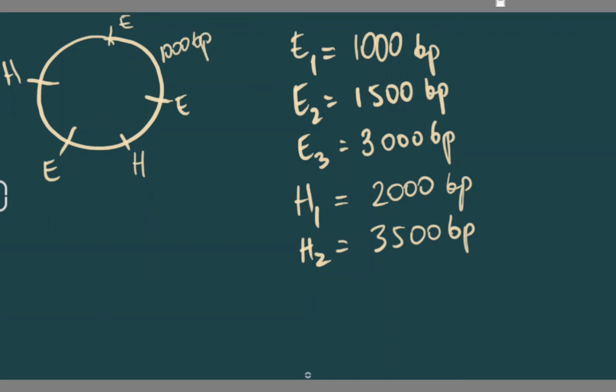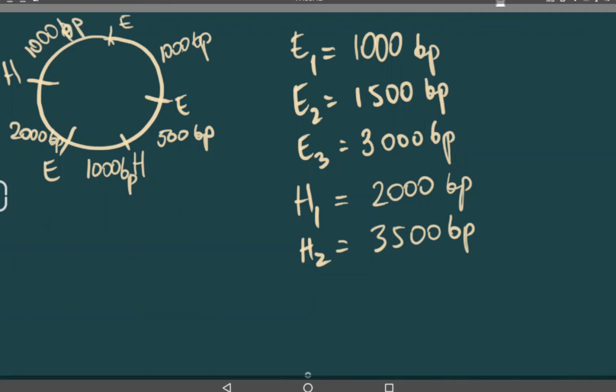So let's say that we digest them at the same time, and the first fragment will be 1000 base pairs, second will be 500 base pairs, and the third 1000 again. The next one will be 2000 base pairs, and the last one 1000 again. So let's calculate the total amount. It's 1000, 1000, 1000, 3000, 5000, and 5500.